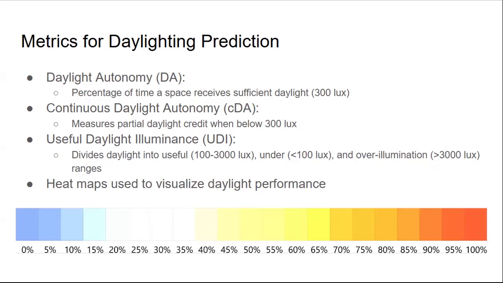So DA is a straightforward measure, but it doesn't take into account light levels that are slightly below the threshold.